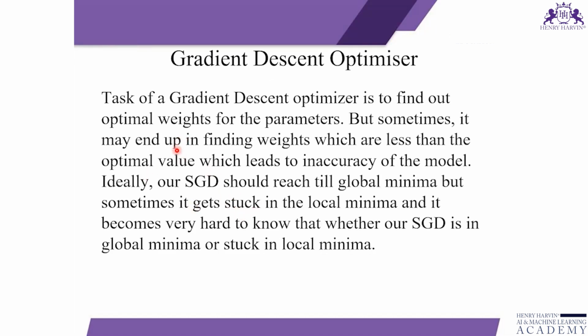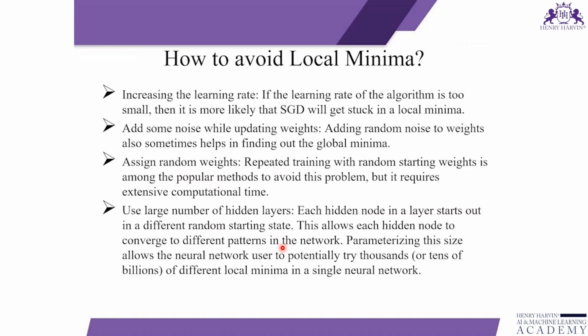So, the task of a gradient descent optimizer is to find the optimal weights for the parameters, but sometimes it may end up finding weights which are less than the optimal value, which leads to inaccuracy of the model. Ideally, our SGD should reach the global minima, but sometimes it gets stuck in a local minima and it becomes very hard to know whether our SGD is in the global minima or stuck in a local minima. So how can we avoid this local minima? Increasing the learning rate. If the learning rate of the algorithm is too small, then it is more likely that SGD will get stuck in a local minima.